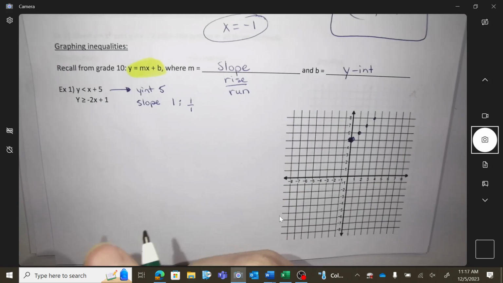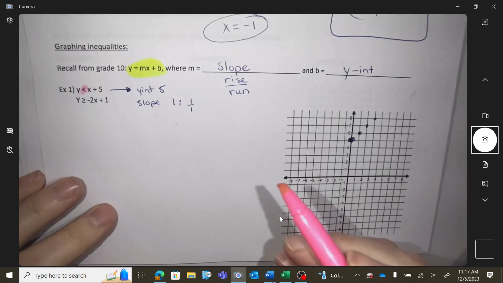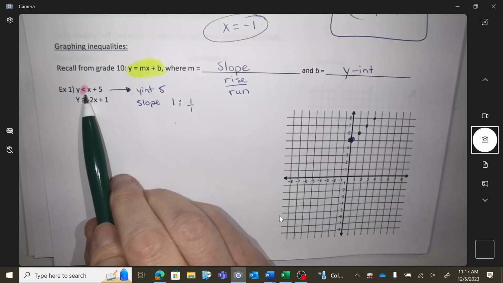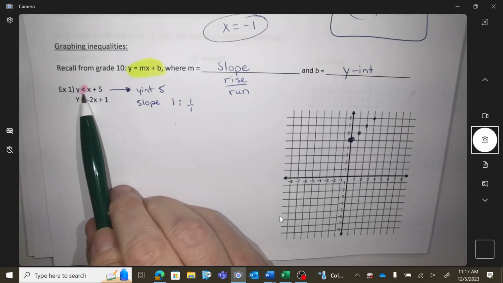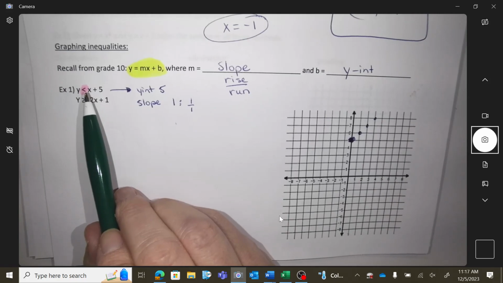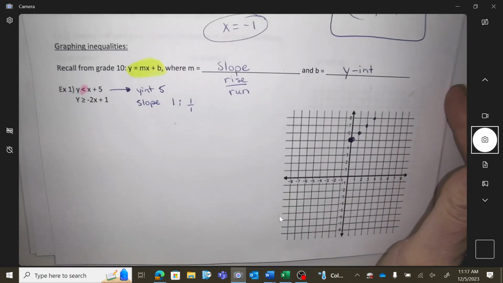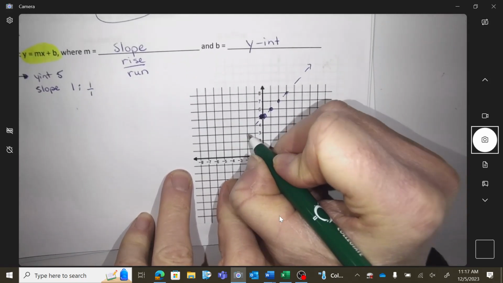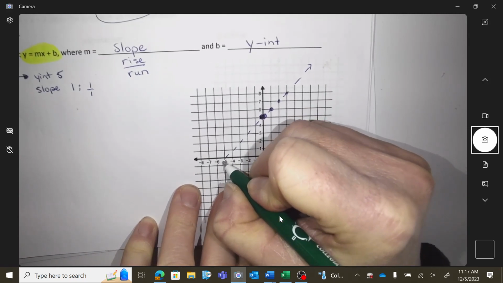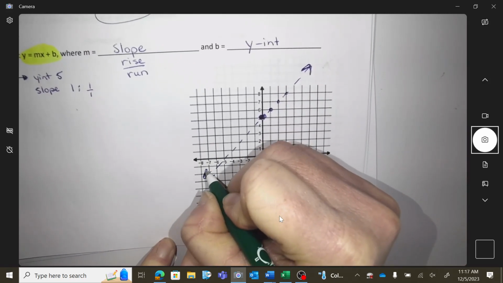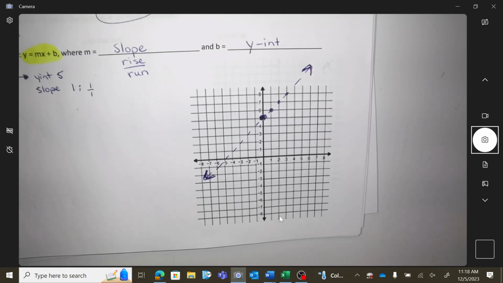Now, here's the thing that's different. I don't have an equal to sign here. I have another symbol. What does that symbol say to you in words? Anybody know what that symbol reads in words? Less than, right? So if you are less than something, can you be on it? No. So to indicate that I cannot be on it, I'm going to draw a dashed line. So a dashed line indicates that you are not allowed to be on it.